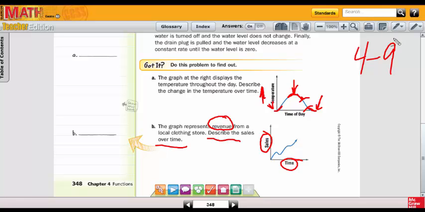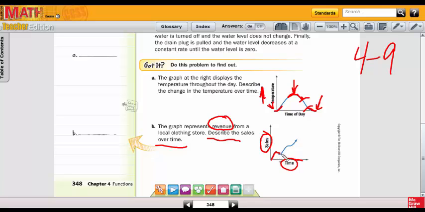This is fairly easy. We don't really know, it doesn't say here, if this is one day or a month's worth of sales. So let's talk about this as though this were one month's worth of sales. Obviously early in the month, sales were pretty good. The rise in sales was pretty steep. And then let's say that they had a sale, and that's why sales were so good. And then after the sale, they don't sell much for a while.